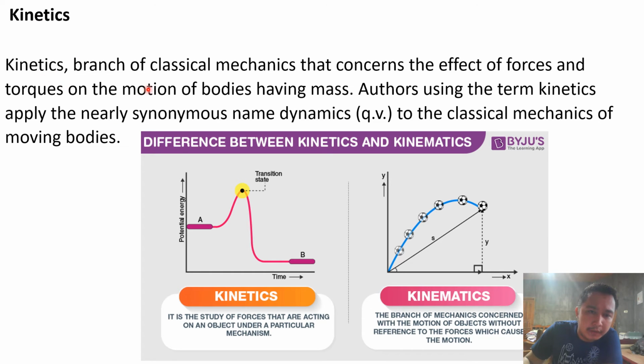Kinetics. Kinetics is the branch of classical mechanics that concerns the effect of forces and torques on the motion of bodies having mass. Using the term kinetics applies to the nearly synonymous name dynamics in the classical mechanics of moving bodies.